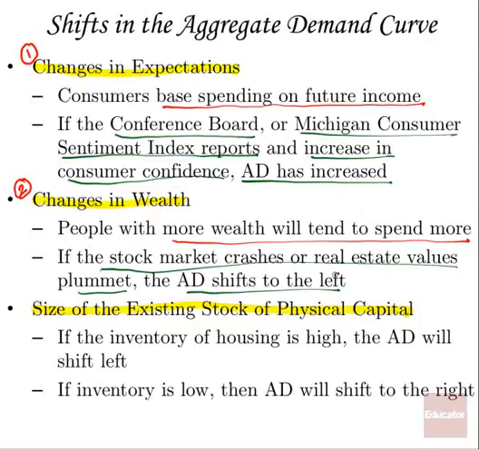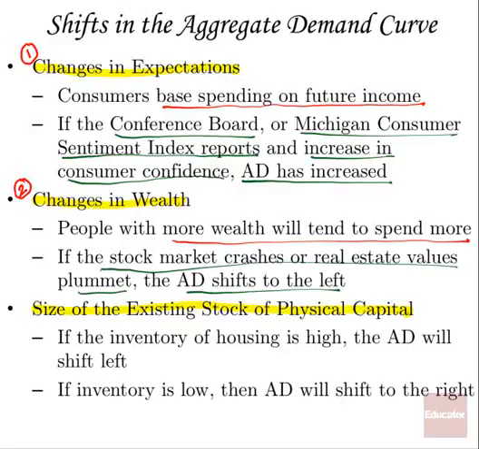This is exactly what happened in 2008 in the United States. You had the Great Recession, and a lot of that had to do with the fact that people really felt poorer. And so as a result, the aggregate demand shifted to the left. You had less aggregate output as a result here.